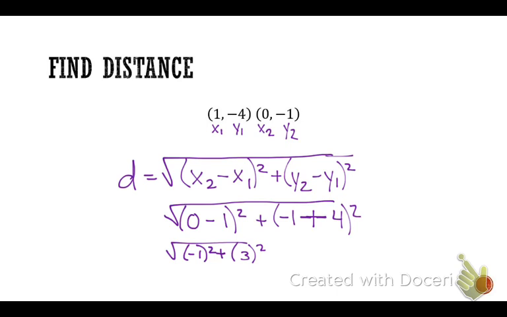What is -1 squared? 1. What is 3 squared? 9. What's 1 plus 9? 10. You cannot simplify this anymore because it is not a perfect square, nor does 10 have any perfect square factors, which this class doesn't talk a whole lot about simplifying radicals, but you will learn that in Algebra 1. Okay, if you understand that, we are good to go for 15.2.